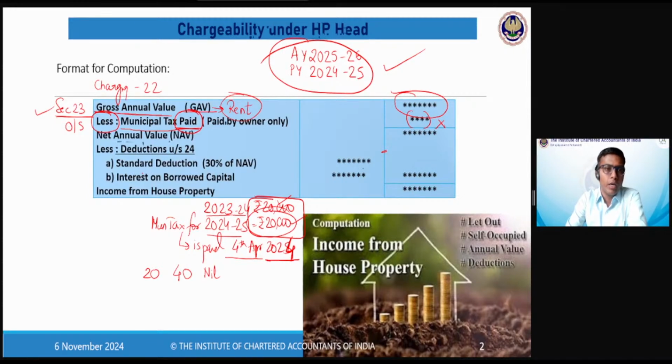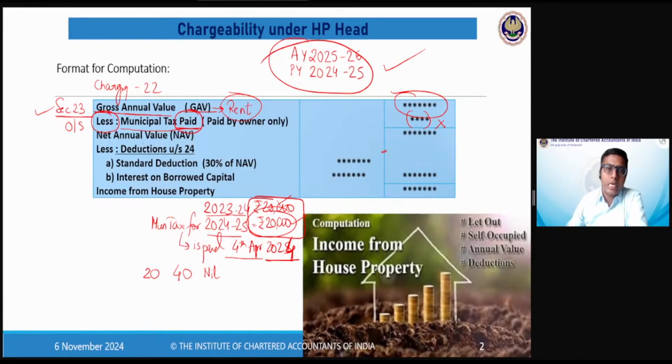Vedant, you have written nil. May I know how nil? Why nil? Vedant, can you explain to me? Even Aisha has written nil. So Vedant, Aisha, you both have said nil. I would like to know why nil. I want to know what will be the deduction for this year, the year for which we are computing.